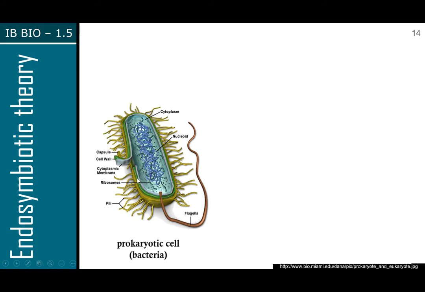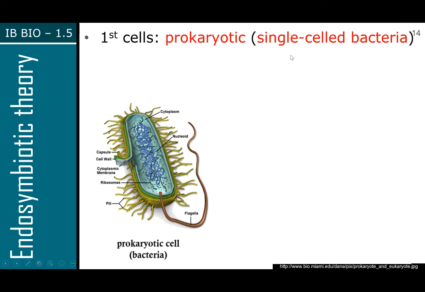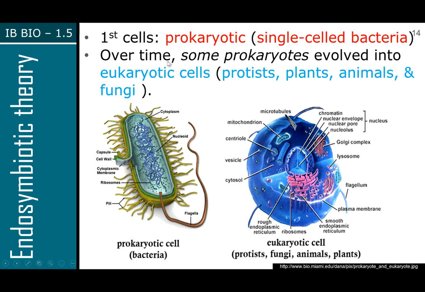Here's our prokaryotic cell, right? So the first cells were prokaryotic, single-celled bacteria. And then over time, some prokaryotes evolved into eukaryotic cells: protists, plants, animals, and fungi. So here's our prokaryotic cell, pretty simple, right? And then here's our eukaryotic cell with all these organelles that all do different chemical things. They all play their own chemical role in keeping cells and organisms alive. So we had to get from here to here, right? So no longer are we talking about chemical evolution. Now we're talking about biological evolution.